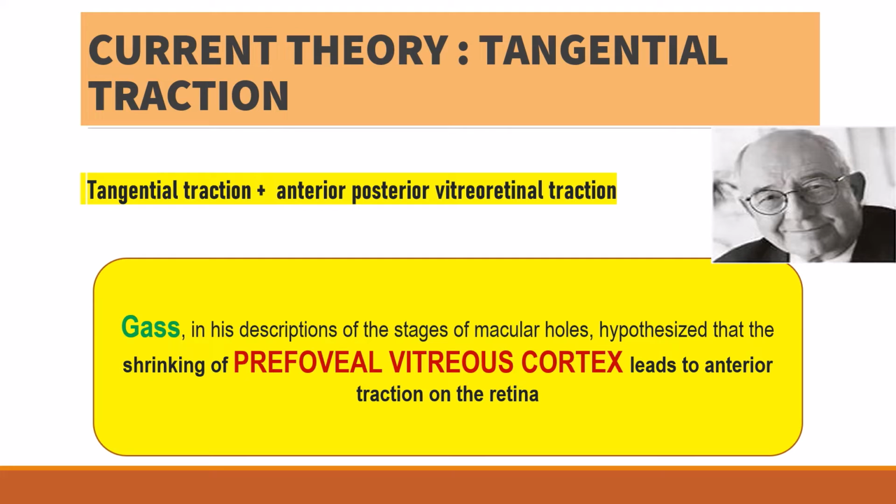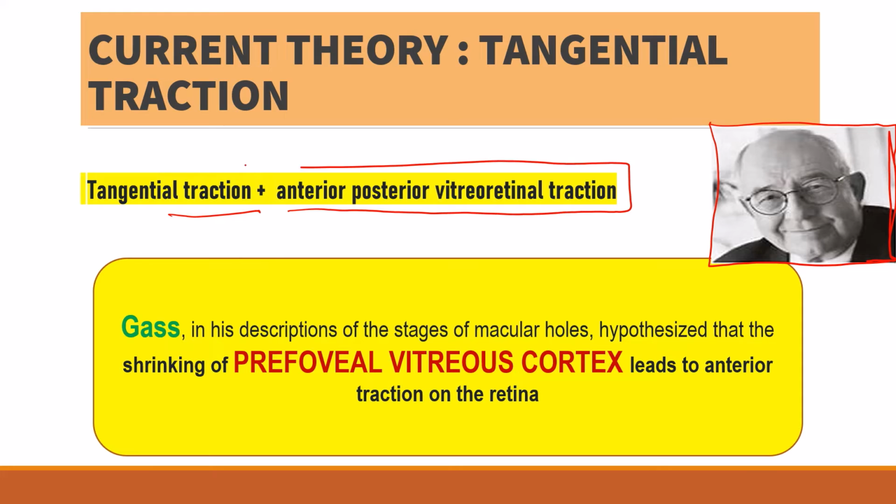Now, the current theory says that the tangential traction also has a role along with the anterior posterior traction, and this is a scientist who was majorly involved in the study of the macular holes, and he is Donald Gass. He said in his study that the tangential traction along with anterior posterior vitreous traction lead to development of the macular hole. In his description of the various stages of the macular holes, which is also called the Gass classification, he hypothesized that it is the shrinking of the prefoveal vitreous cortex that leads to the anterior traction on the retina.